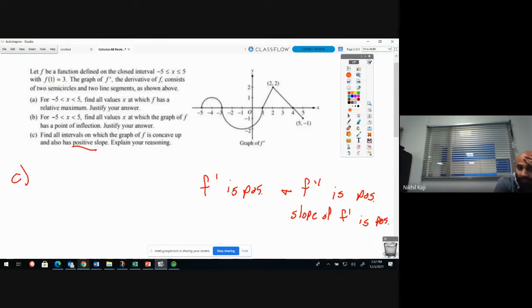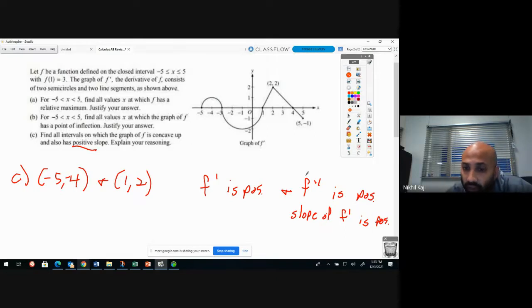So now I just have to answer it. When is f prime positive? That's just when, see, this is f prime. This is when it's above the x-axis. So all this. And when does it also have a positive slope? That's when it's going up. -5 to -4. And also 1 to 2. Explain your reasoning on this. We just did.